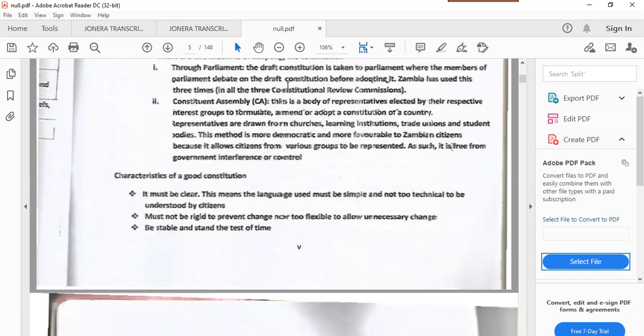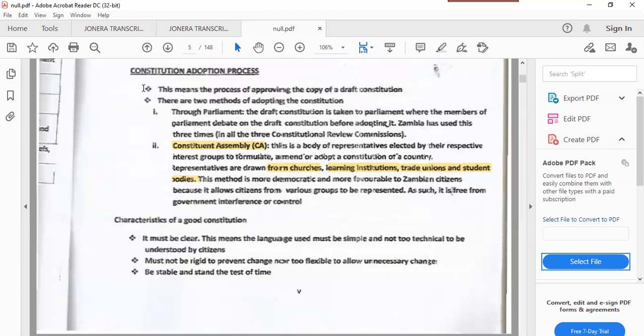A constitutional assembly is different from a small parliament assembly because it has a bigger population representative form. We have churches, learning institutions, trade unions, as well as student bodies. Because of all these subsections, we can have an ideal representation of the entire country before a law is passed or amended. Therefore, a constitutional assembly is a more democratic way of adopting a new constitution.